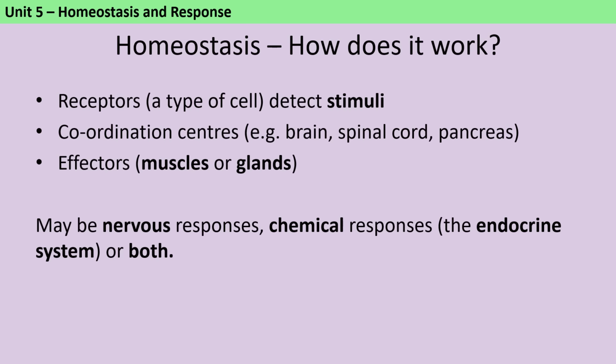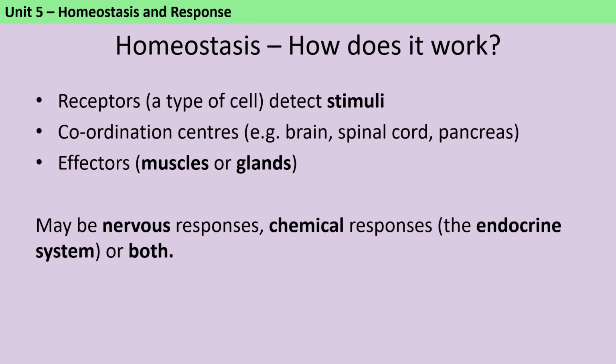The way that homeostasis works is that a type of cell called a receptor detects a stimulus in the environment. This could be something like a change in temperature or there being more light. Then a coordination centre, which could be the brain, the spinal cord, or the pancreas, takes that stimulus and organises a response to it. This coordination centre will pass some kind of signal to an effector, which could be a muscle or a gland. This effector will then actually do the response.